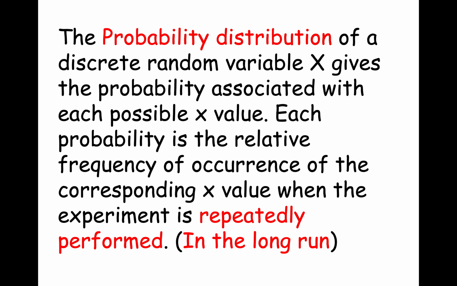So then the probability distribution of a discrete random variable x gives the probability associated with each possible x value. Each probability is the relative frequency of occurrence of the corresponding x value when the experiment is repeatedly performed in the long run. So you saw some examples, I think, on the previous video where you watched number 6 and number 14, and I made some probability distributions on those where x represented the possible outcomes, and then we had a probability associated with each of those outcomes. So that would be considered a probability distribution.